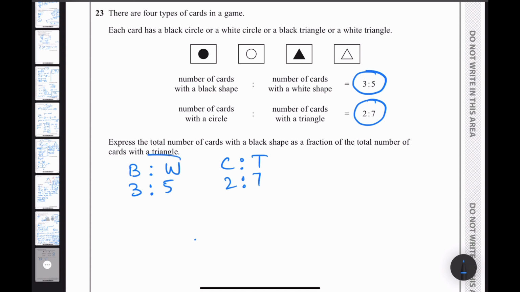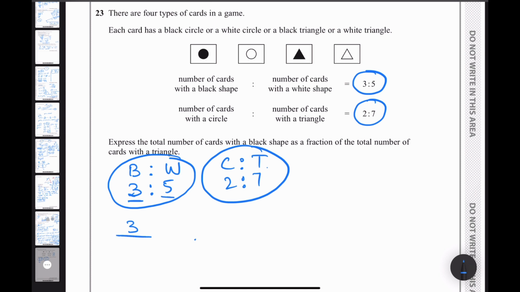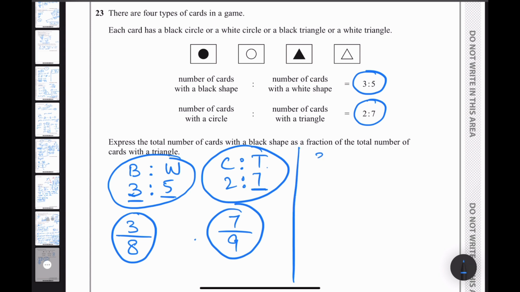So the fraction of total black cards we'll derive from here, and the fraction of total triangles will be found from here. For the black it will be 3, because it's 3 under the black, divided by the total. So the total will be 3 plus 5, that will be 8. That's the fraction of total black shape cards. Now let's find the fraction of total cards with triangle. That's the ratio of triangle, 7 divided by total, 2 plus 7 is 9. Now we'll divide these two fractions and we'll get our answer. So it will be 3 over 8 divided by 7 over 9.